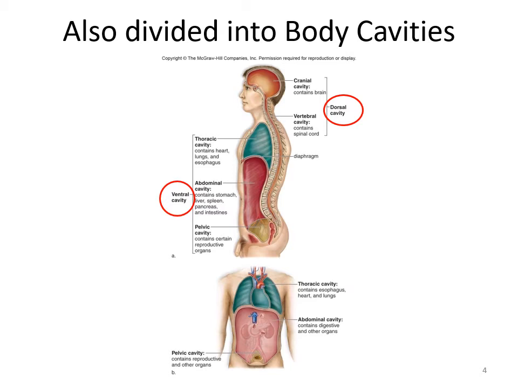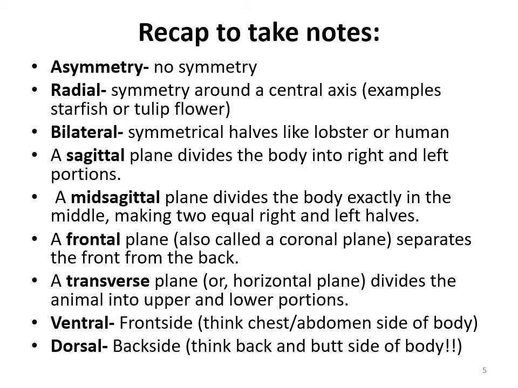Then within each of these main categories of ventral being front, dorsal being back, you have the individual body cavities, which include the thoracic, the abdominal, the pelvic in the front of your body, and then in the back you have the cranial and the vertebral, okay, your vertebrae. Now, like I said, that was a lot of terminology, so here's a recap slide for you to pause and jot down any of what I said.